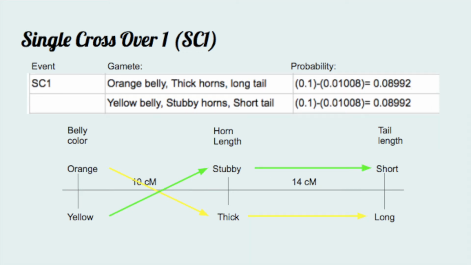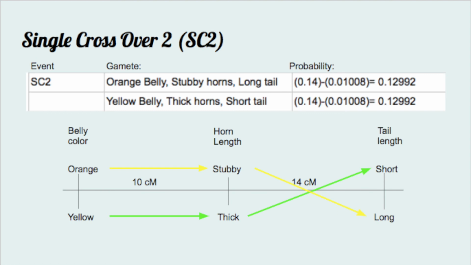There are 2 different types of single crossover events. We will start with single crossover 1. This indicates that we have 1 crossover between loci, and it occurs at the first locus. The green line follows yellow belly, stubby horns, and a short tail, while the yellow line follows orange belly, thick horns, and a long tail. To find the probability, we take the centimorgans at which the crossover happens and subtract the number we got from the DCO.